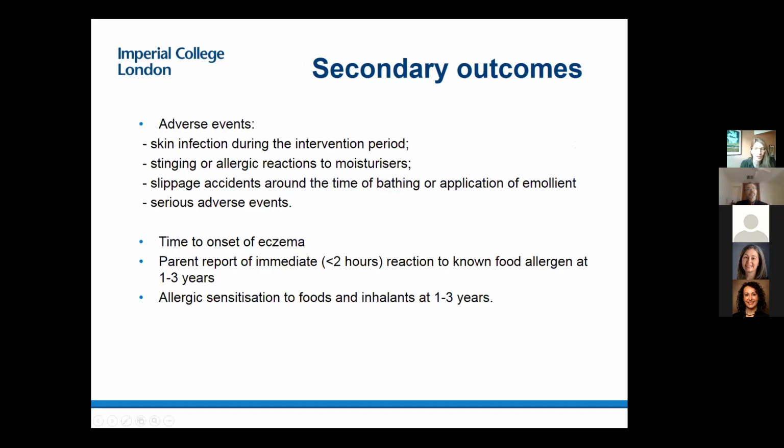Secondary outcomes included the specific adverse events of skin infections, stinging or allergic reactions, slippage accidents, and serious adverse events, and time to onset of eczema, parent report of immediate reaction to a food allergen at 1 to 3 years, and allergic sensitization to foods and inhalants at 1 to 3 years.